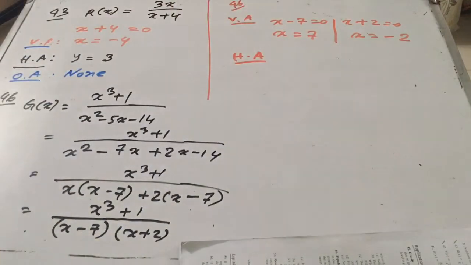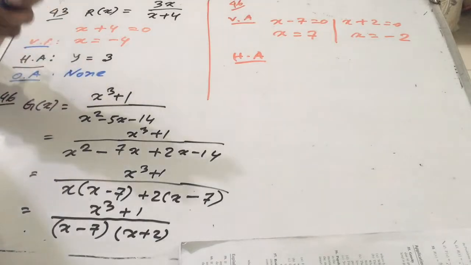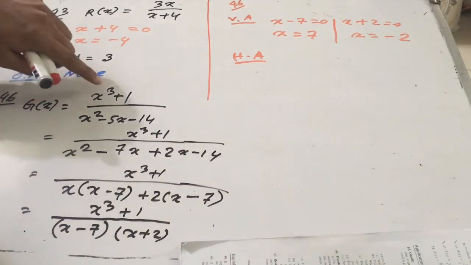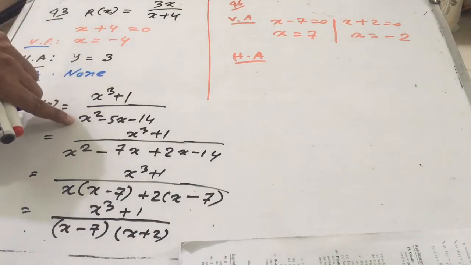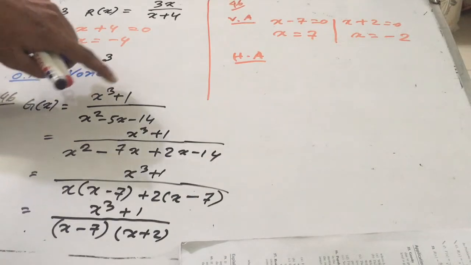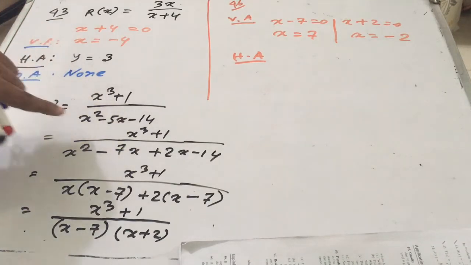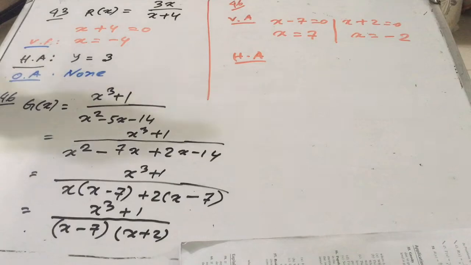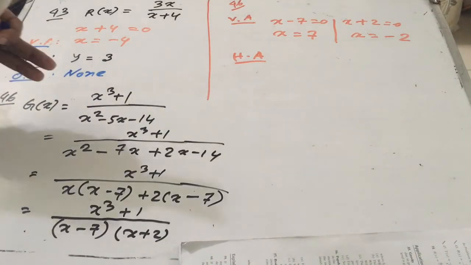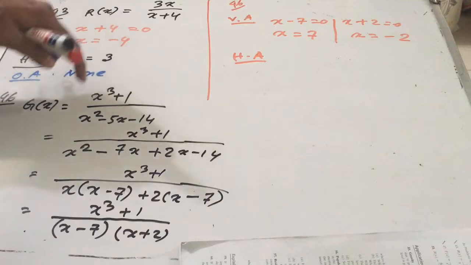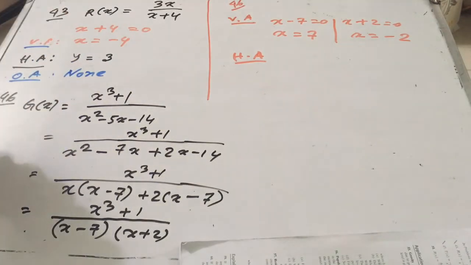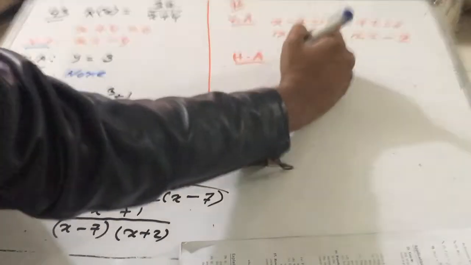Horizontal asymptote for this question is quite interesting. I mean, there is no horizontal asymptote in this question. The reason is the power of the numerator is bigger, the power in the denominator is less. That's why there will be no horizontal asymptote. If the power in the numerator is 1 more, or if it is more than 1, then also the same case. If the power in the numerator is higher than the power in the denominator, then there will be no horizontal asymptote. So the horizontal asymptote is none.